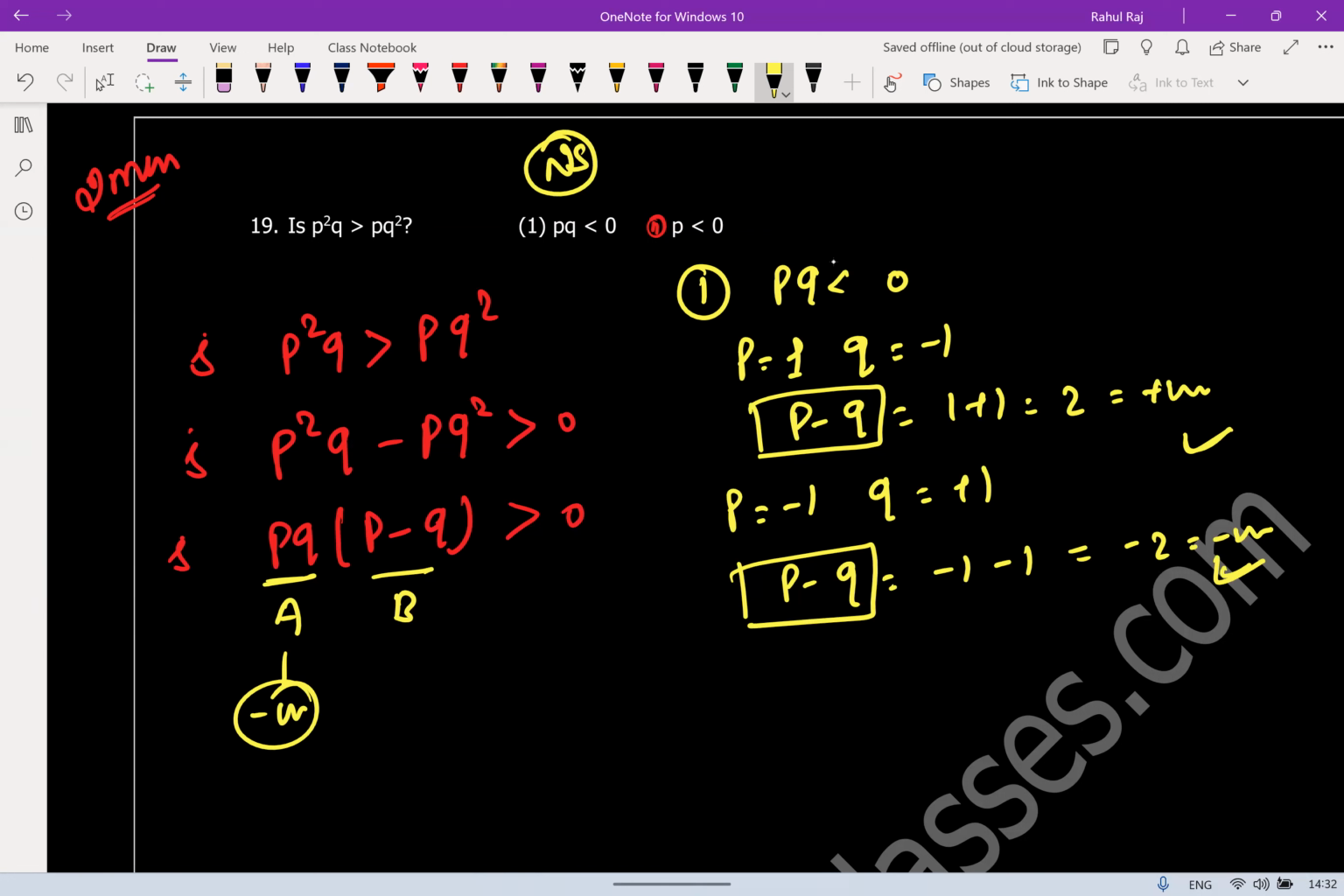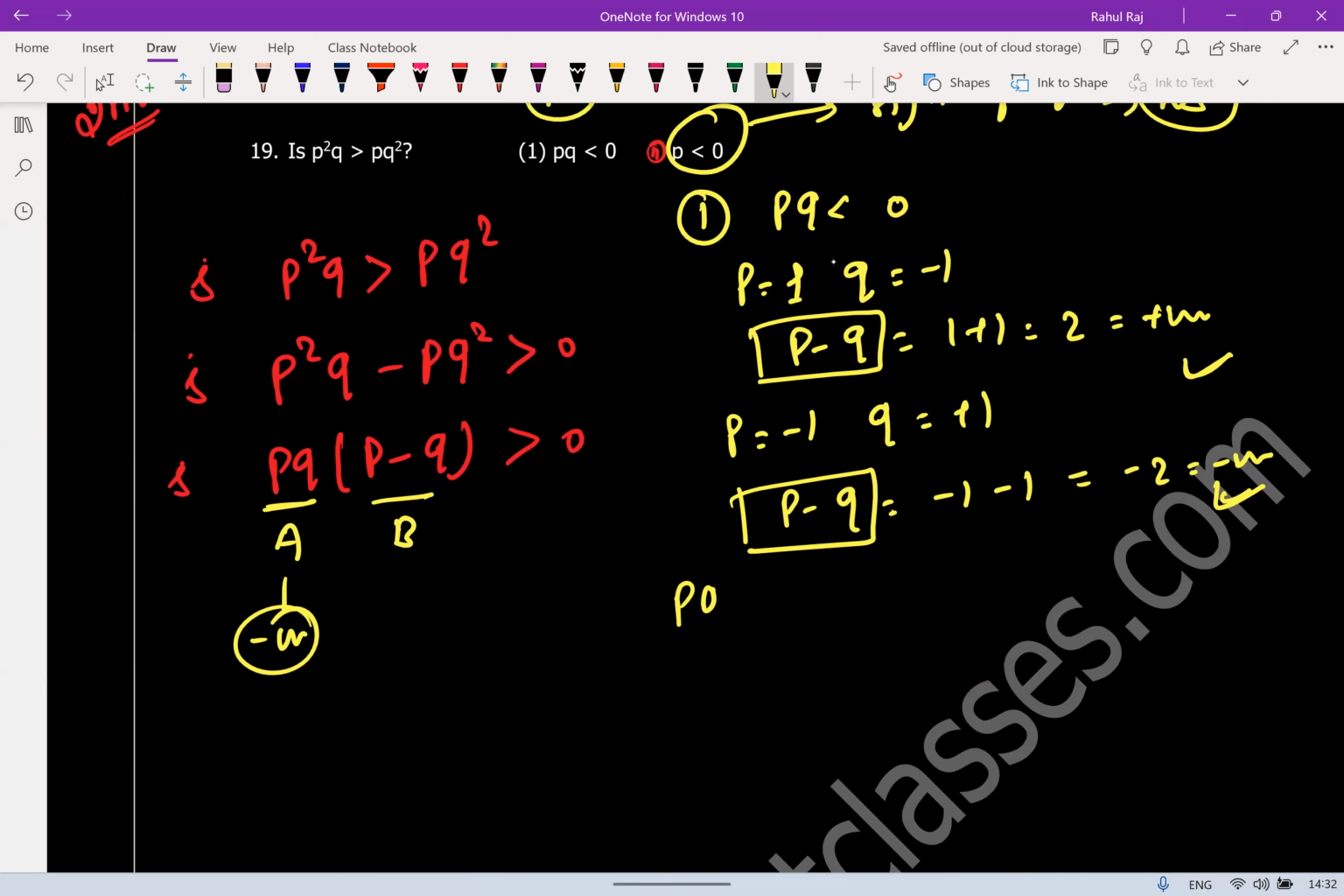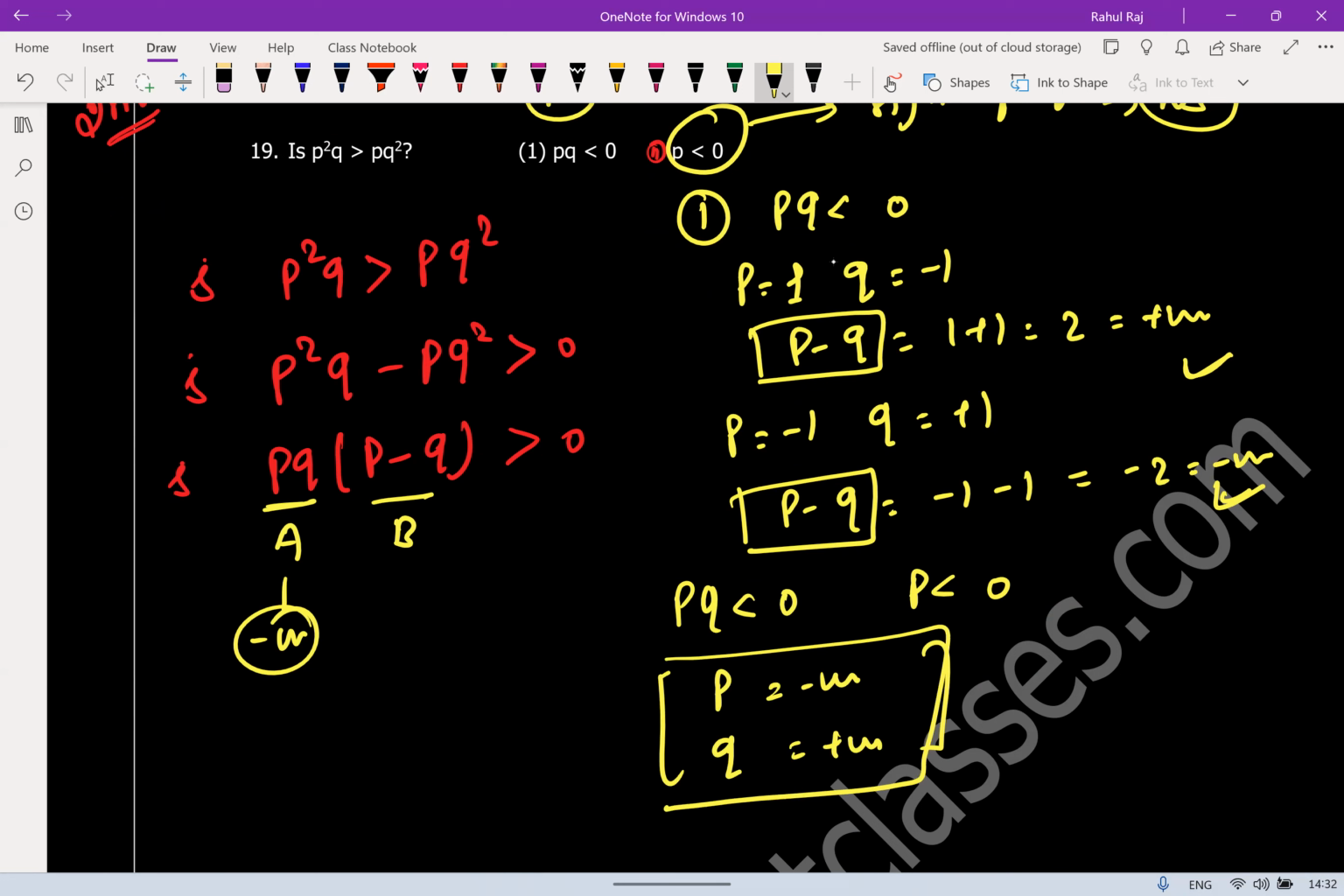Second says P is less than 0, but this doesn't give me any idea about the sign of Q. So I can straight away say this is not sufficient for sure. But when I combine these, what do I get? PQ is less than 0 and P is less than 0. If I combine them, I get P is negative and Q is positive. Tell me this, please. Can I 100% conclude after combination?